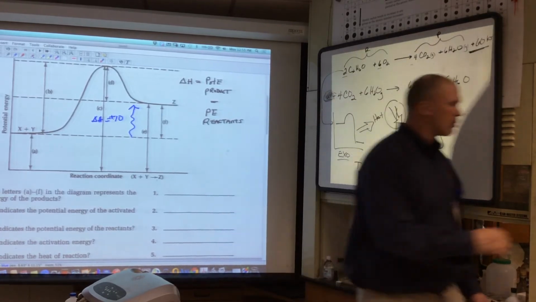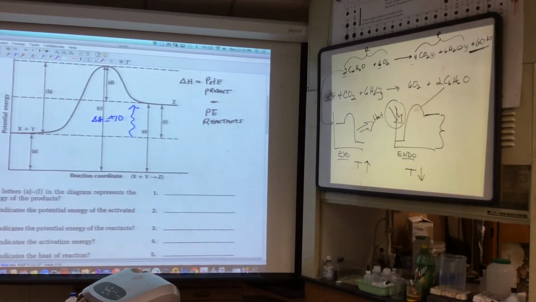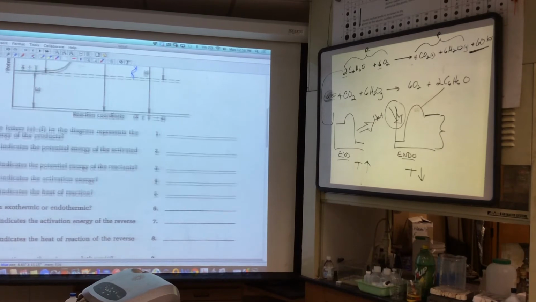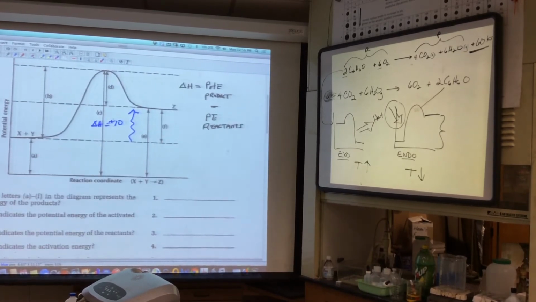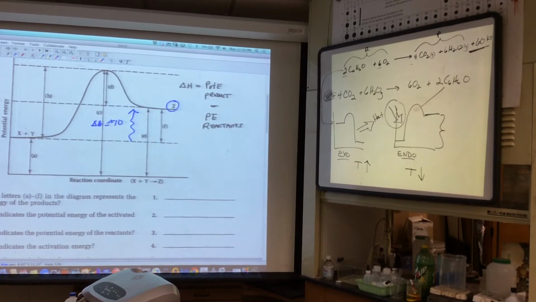Okay, let's go over some questions. Which letters in the diagram represent the potential energy of the products? What's the potential energy of the products? Wouldn't it be A and E? Where are my products? Is Z a product or are X and Y products? Z is a product. X and Y are reactants.